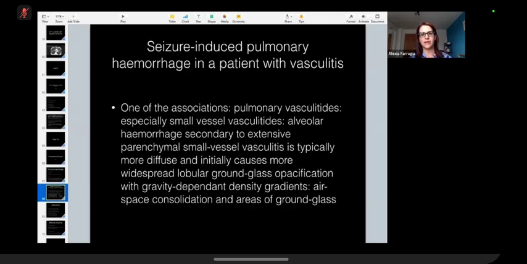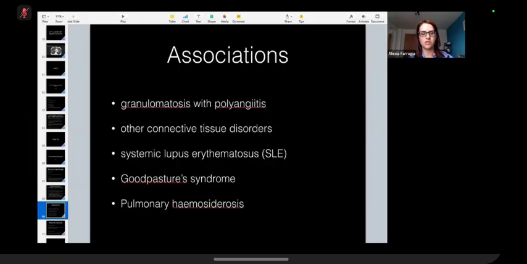So this is our working diagnosis. He's being worked up for a vasculitis of some sort, likely a small vessel vasculitis. The associations are with Wegener's or granulomatosis with polyangiitis, other connective tissue disorders, SLE, Goodpasture syndrome, and pulmonary hemosiderosis.